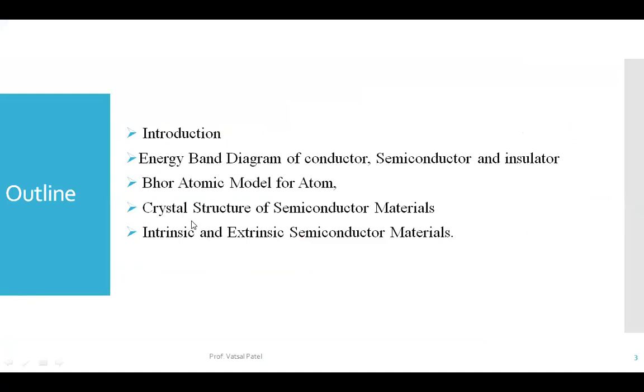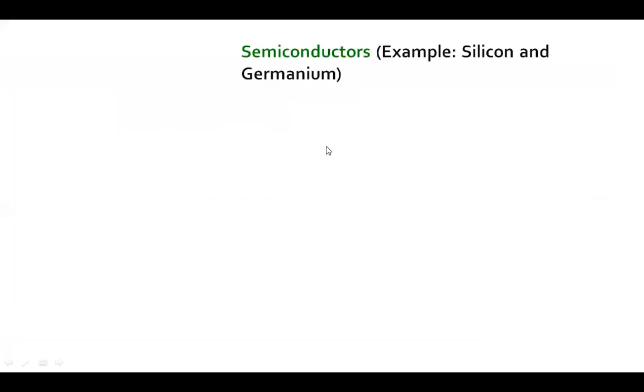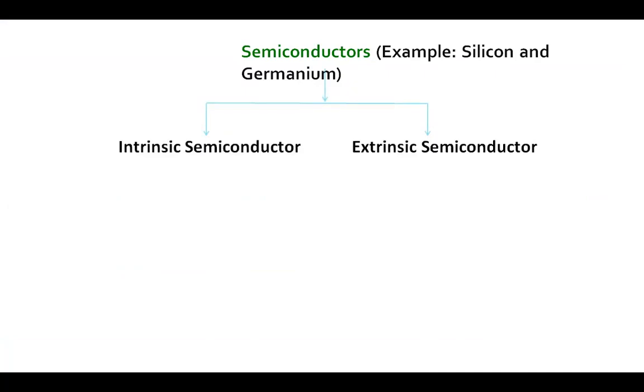Now today we are going to discuss the next topic, and that is the semiconductor material. In the last session we discussed what a semiconductor is and how we can identify the crystal structure for different materials. Today we are going to discuss the types of semiconductors. The most commonly used semiconductor materials are silicon and germanium, and there are two types.